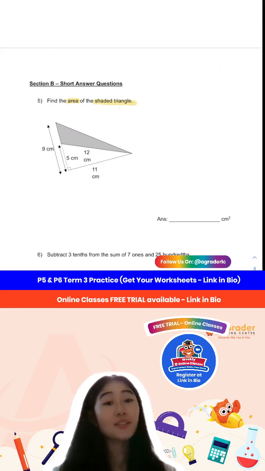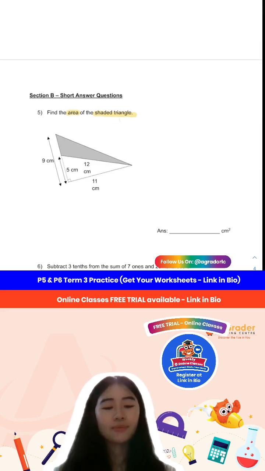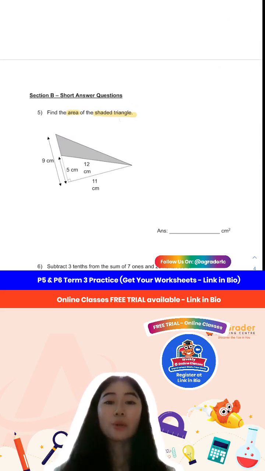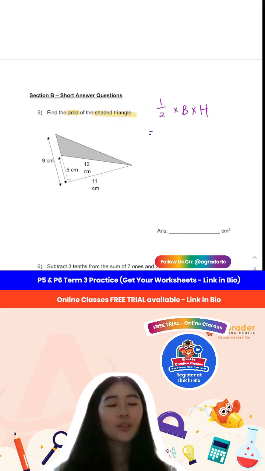Okay, so let's go through this. Seems like not many of you got this correct, for some reason. Just now we already went through in the MCQ what's the formula for area of a triangle. We said that it was half times base times height. Ethanol, yes, of course you can. Okay, so let's use this formula, half times base times height.